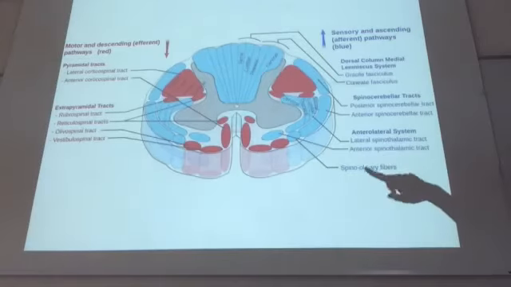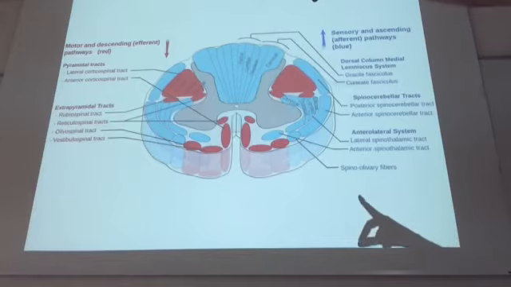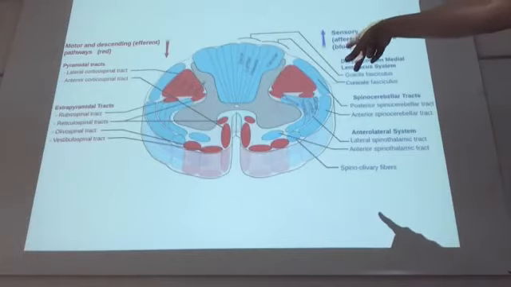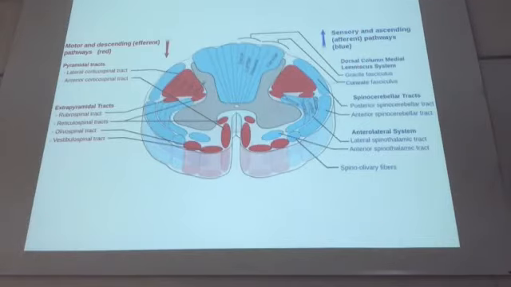Within the pyramidal tract, we have two fasciculi, or two kinds of tract. One is the lateral system, which decussates in the medulla, and the other one is the anterior fasciculus, which decussates at the level of the spinal cord. It depends where it's going.